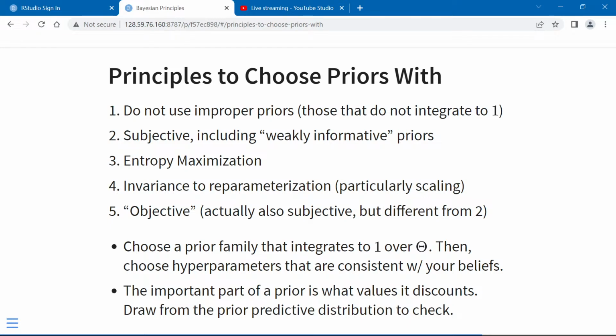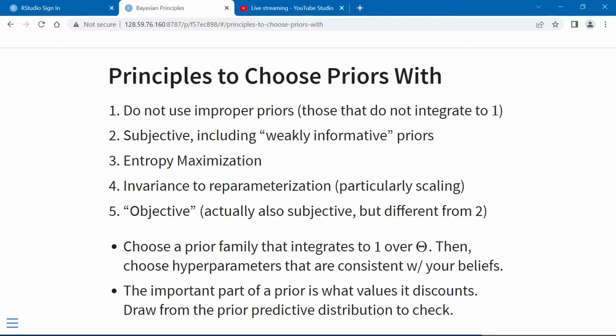So a good part of the Lancaster reading talks about some principles to choose priors with, and it goes down some rabbit holes that I wouldn't. So one, Lancaster mentions improper priors. And that means a prior distribution that does not integrate to 1 over the parameter space. So the integral doesn't converge to a finite number. I would say don't use those.